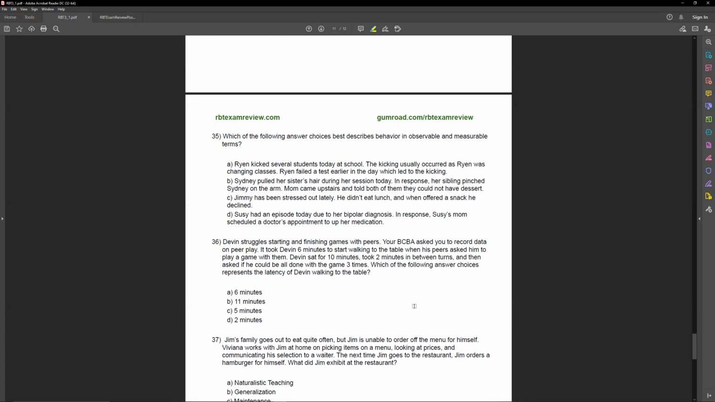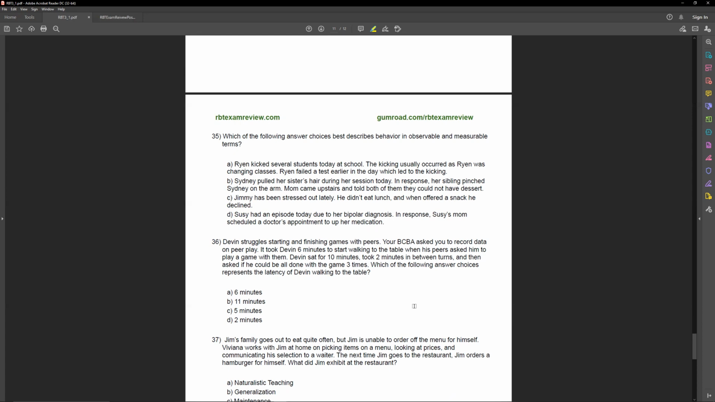You're not injecting emotion. You're not saying Sydney was upset. You're not injecting your assumptions that her sibling started it. Okay. This is objective. It's observable. It's measurable. Okay. We can see this over and over again. B is good. Let's keep reading.